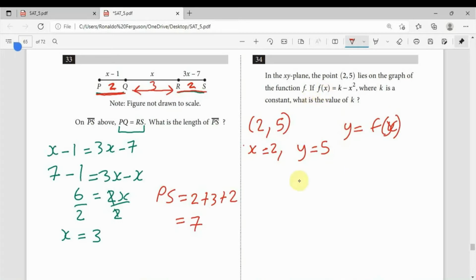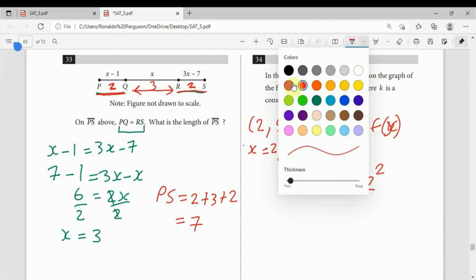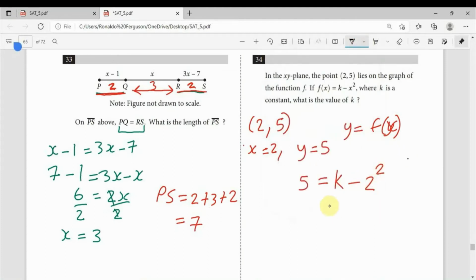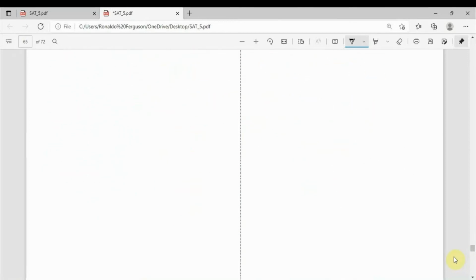In that case, they're telling you that 5 is k minus your x value 2 squared. So if we need to make k the subject, 2 squared is 4. So that's k minus 4 is 5. We bring the 4 over here, so k would be 9, because 9 minus 4 is 5. So that's k. Is that cool? Yes, sir. Alright, so that's that. SAT.